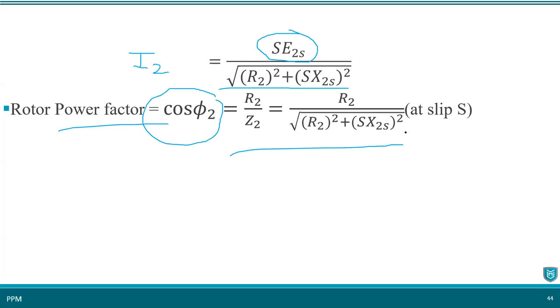If you are having any query or any doubt up to this point, then I would request that please let me know in the chat box. We are just considering the rotor parameters, and the reason behind this discussion is that our rotor torque is proportional to the current, and the current on the rotor is dependent upon all these parameters.